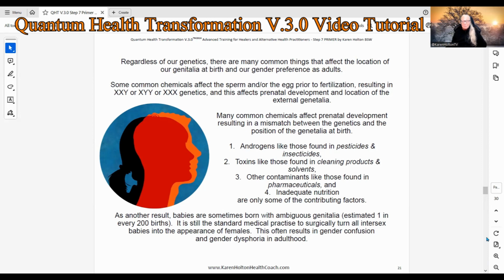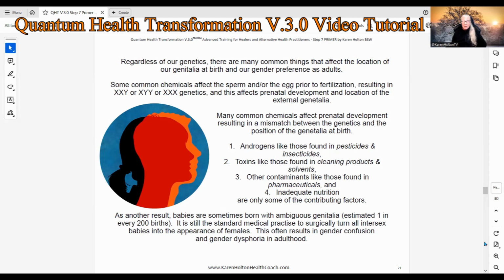Androgens, like those found in pesticides and insecticides. Toxins, like those found in cleaning products and solvents. Other contaminants, like those found in pharmaceuticals. And inadequate nutrition are only some of the contributing factors. As another result, babies are sometimes born with ambiguous genitalia, estimated at 1 in every 200 births, which is fairly common.